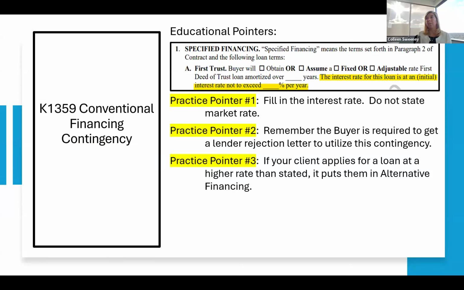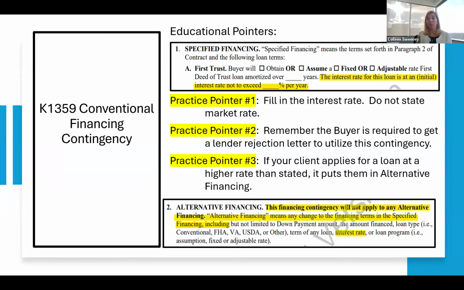If your client applies for a loan at a higher rate than stated, it puts them in an alternative financing. And this is why this is important and something that people don't often understand. Remember, the financing contingency will not apply to any alternative financing. Alternative financing is defined as any change to the financing terms in the specified financing included, and see what I have highlighted there? Interest rate. So you're locked in to that interest rate, and it's really important to understand the ramifications of this.